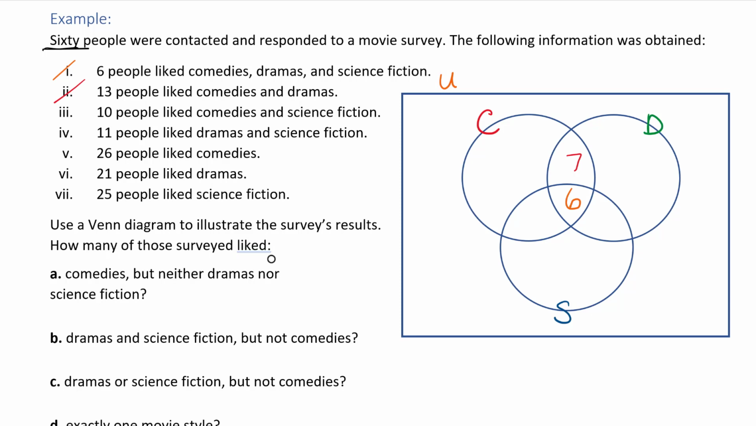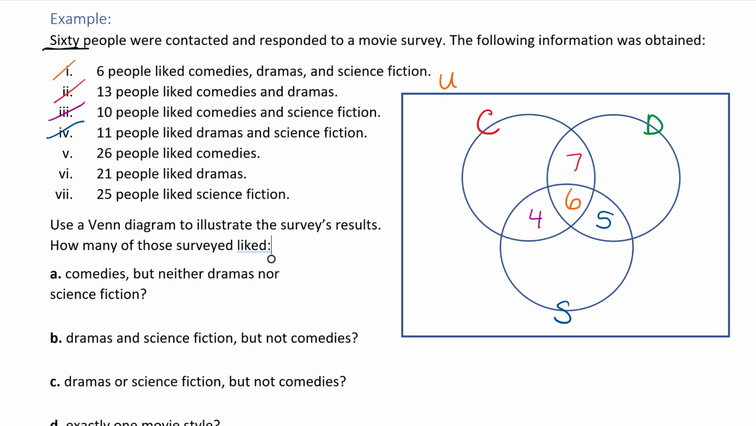10 people liked comedies and science fiction. So that's the section right here. So if 10 people belong in there and 6 already are labeled, 10 minus 6 would give me 4. So I have 4 people left inside this area, and that takes care of the third one. The next one, 11 people like dramas and science fiction. So inside drama and science fiction, that's this section. 11 people total need to be in that sector. 6 are already placed. So if I take 11 minus 6, that's going to get me 5 people that only like science fiction and drama but not comedies.